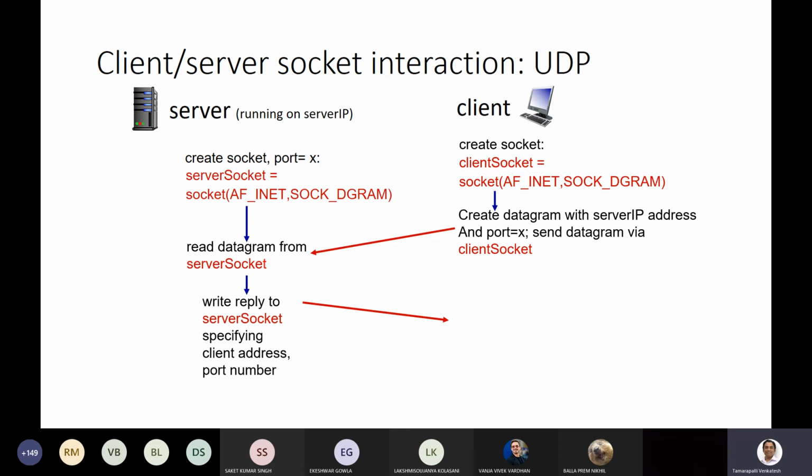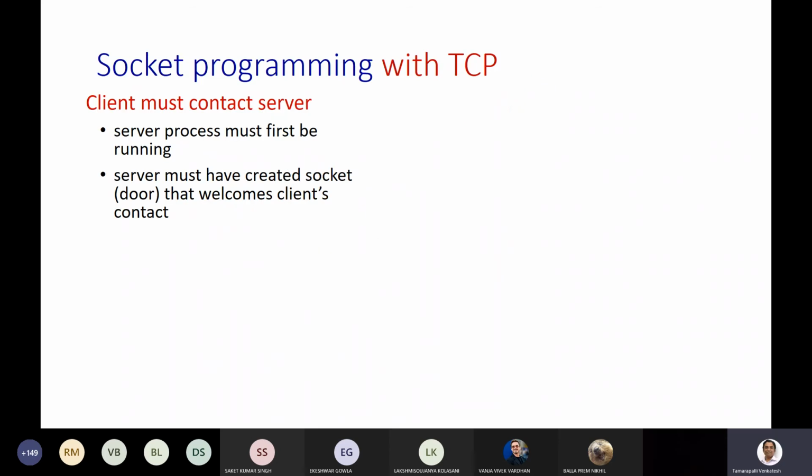Again, the server application reads the data from the server socket, writes the reply to the server socket specifying the client address and the port number, and then the client reads this datagram from the client socket, and then it can stop the process. So each time data is written into the socket or read from the socket, you are essentially demultiplexing, or identifying the datagram to the correct socket, with the IP address and the port number.